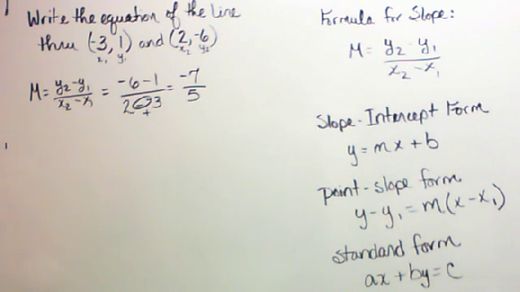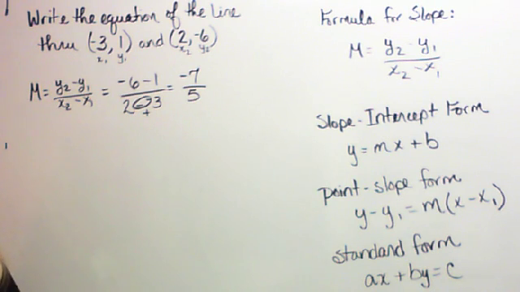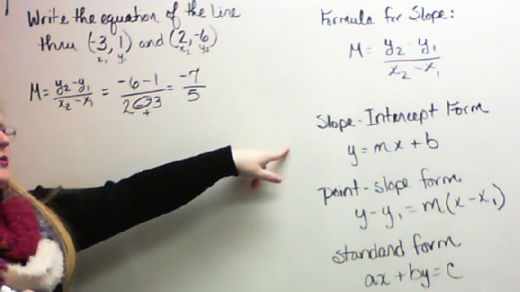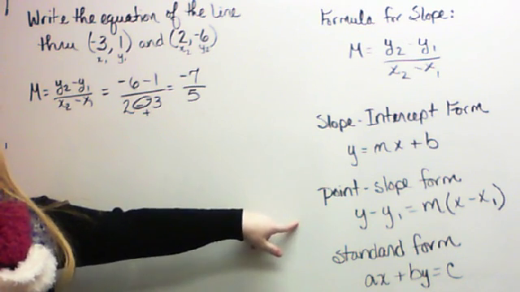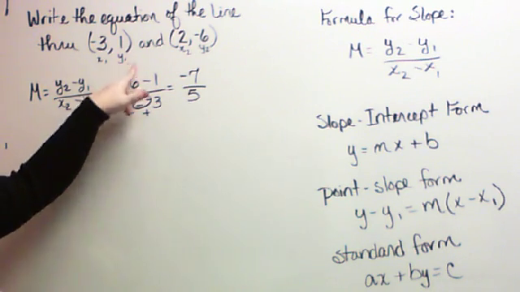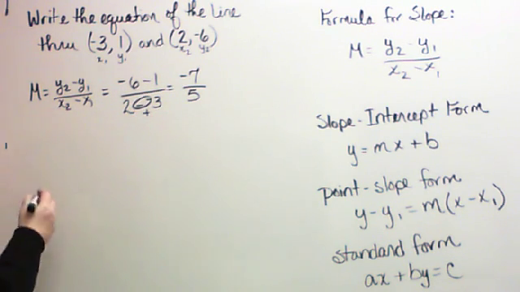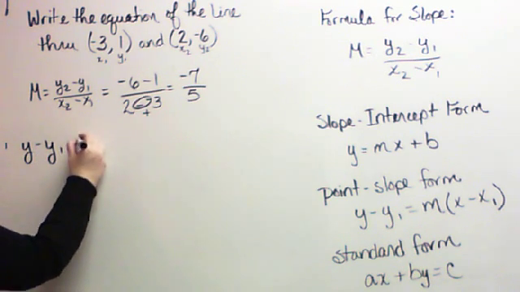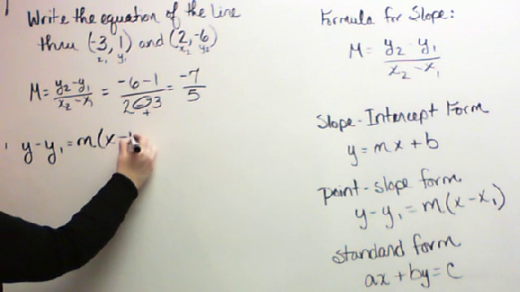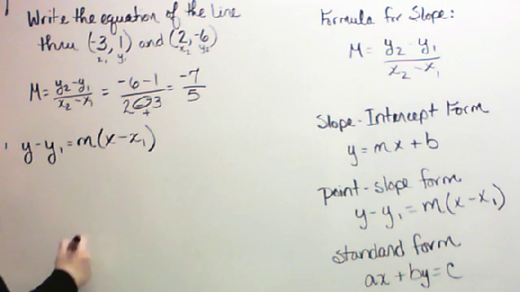Now that I have the slope, I have a slope and 2 points that I can use. But we know we never start with slope-intercept form and we never start with standard form. We always start with point-slope. So now that I have a point and a slope, that's what I'm going to plug into my point-slope form. Now people ask me all the time, Ms. Rogers, how do you know which point to use? It really doesn't matter which point you use. You're going to get the same answer either way.